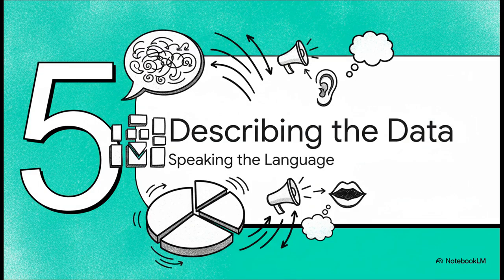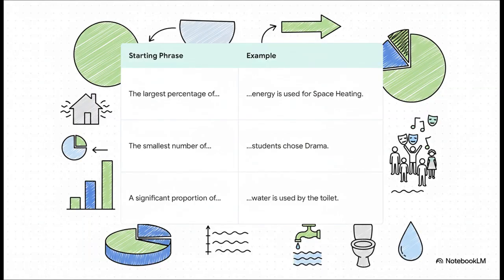All right, let's bring it all home. You can now spot a good chart from a bad one. So the final piece of the puzzle is learning how to confidently and correctly talk about what you're seeing. So, when you're talking about just one slice, you can really level up your language. Instead of just saying, space heating is the biggest, try something more precise, like the largest percentage of energy is used for space heating. Or how about a significant proportion of water is used by the toilet? It just sounds so much smarter, right?